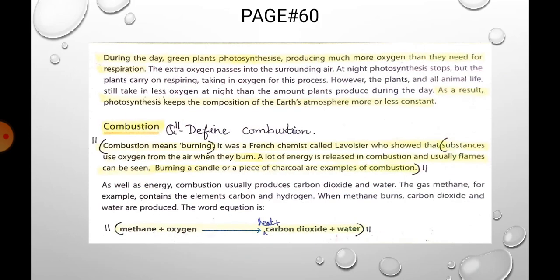Now turn the page, page 60. Highlight the first and last line of the first para on page 60. Now in combustion, question number 11. Define combustion. And the answer is in the first para of the topic, including its equation.